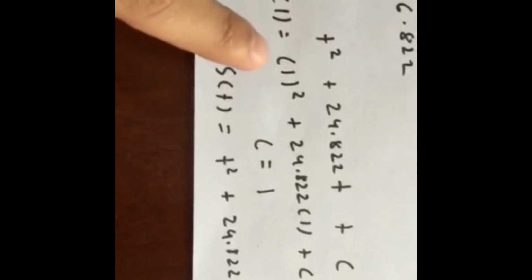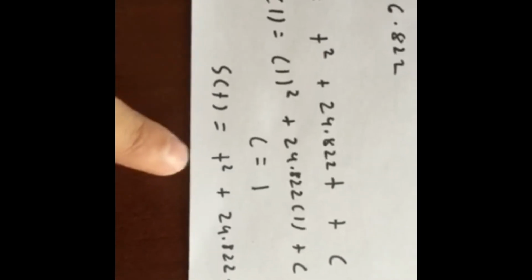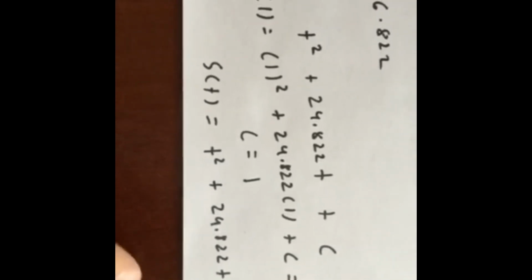So anywhere there's a t in our function, we're going to plug in a 1 again. So we have 1 plus 24.822 plus c equals 26.822. So we know that our constant c in this position function is equal to 1. So our position function at any given time is t squared plus 24.822t plus 1.